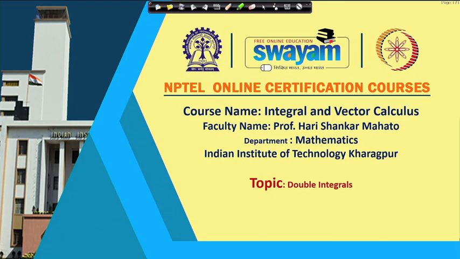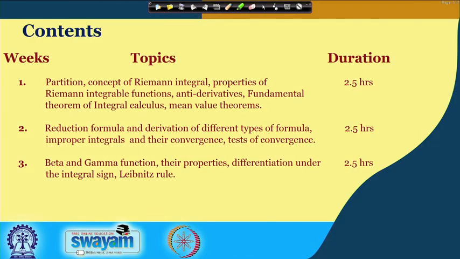Hello students. Up until the previous class we looked into the first three topics of our integral calculus section. They were basically partition and the concept of Riemann integral, the fundamental theorem of integral calculus, and mean value theorems. Then we looked into reduction formulas and the derivation of different types of reduction formula. Then we also looked into improper integrals and their convergence, and finally we looked into beta and gamma functions and differentiation under the integral sign.